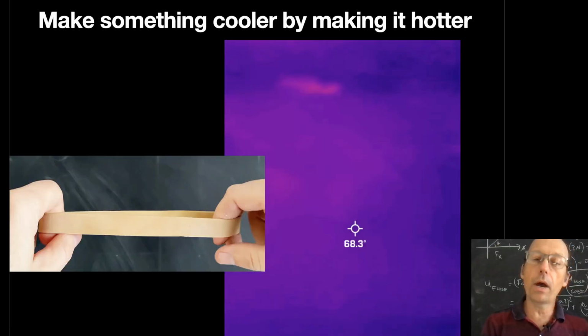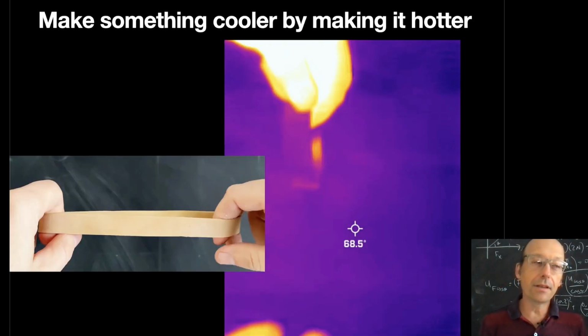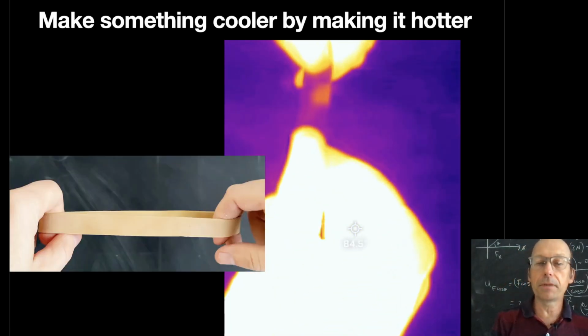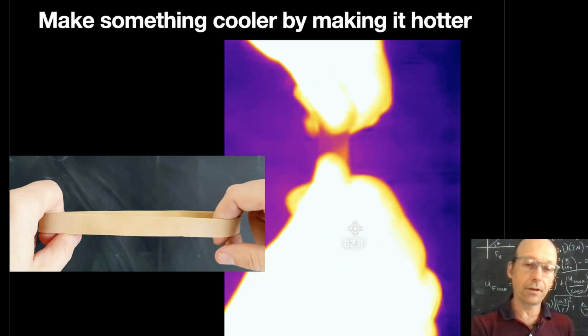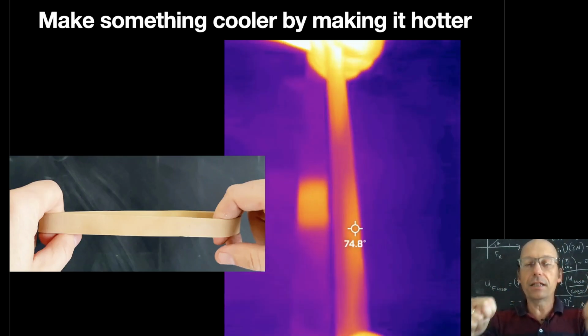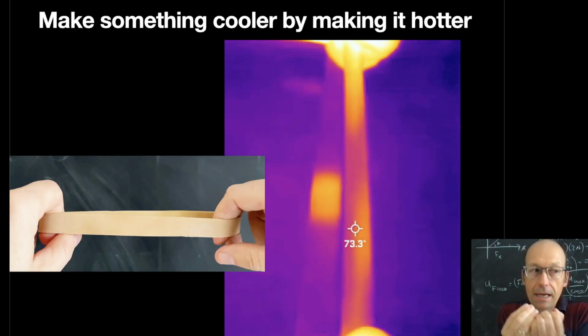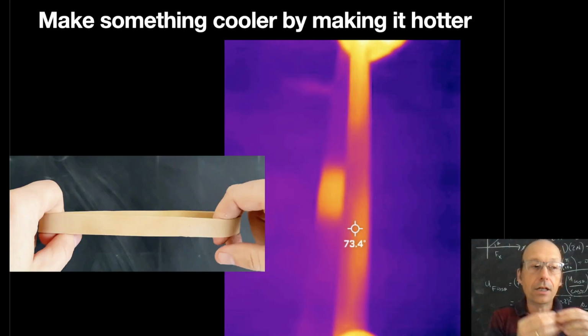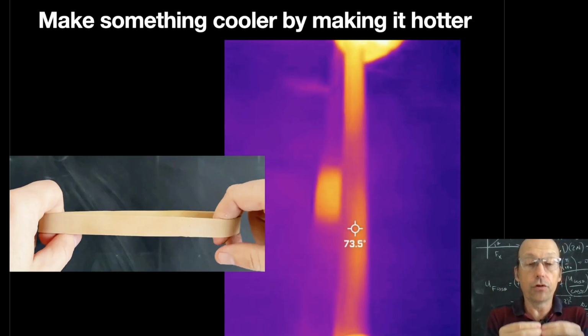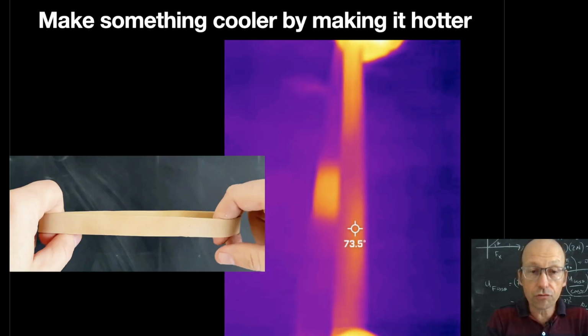Okay, but there's another way to do things. This is a great example of making something cooler by making it hotter. And this is one of the most important things about cooling. We always want to make something cool by making something hot. So in this example, and you can do this yourself, and you should, you take a rubber band, you stretch it, and when you do that, that rubber band gets warm.